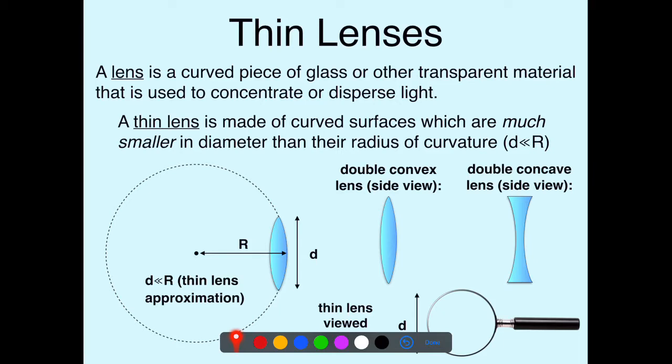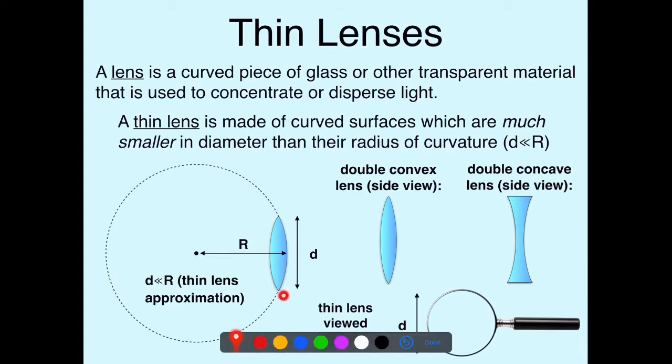Now, we're only going to concern ourselves in this lecture with thin lenses because the math is a little bit more simple when we use what's called the thin lens approximation. And so a thin lens is made of curved surfaces that are much smaller in diameter than the radius of curvature. So let's try to understand what this means.